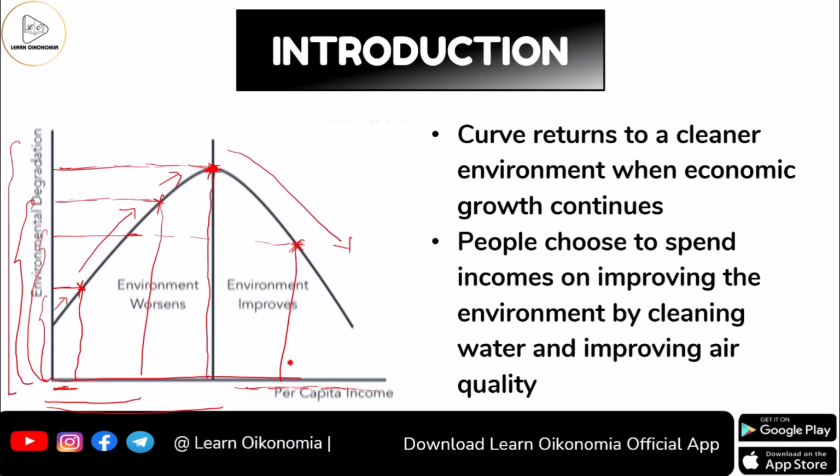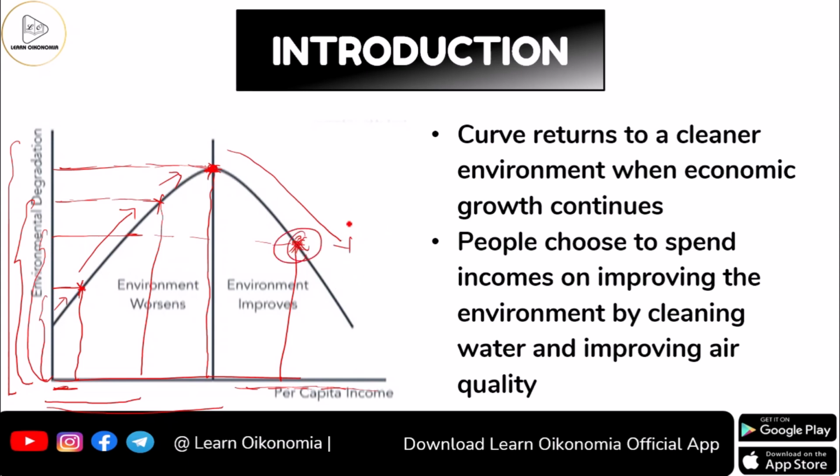This is what Simon Kuznets was explaining. Actually, this was not the actual explanation given by Simon Kuznets. Simon Kuznets was giving a case, a perfect case of the Kuznets curve, which we have already explained. But this is a case of application of the very same Kuznets curve when it comes to environmental economics. Here people will be choosing to spend incomes so that it would improve the quality of the environment. This is what happens at this particular point.